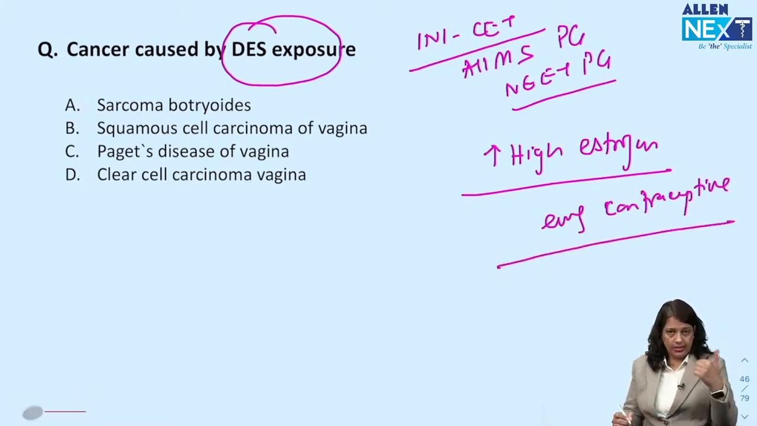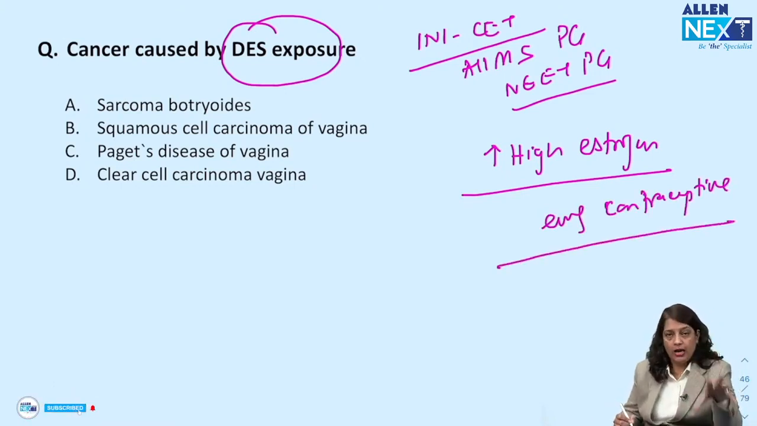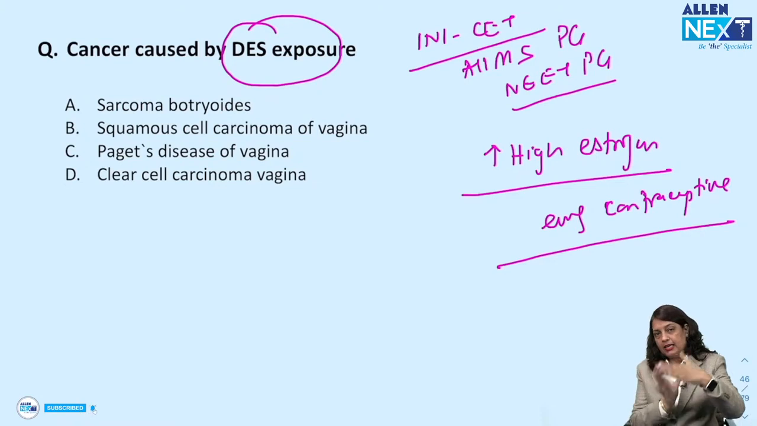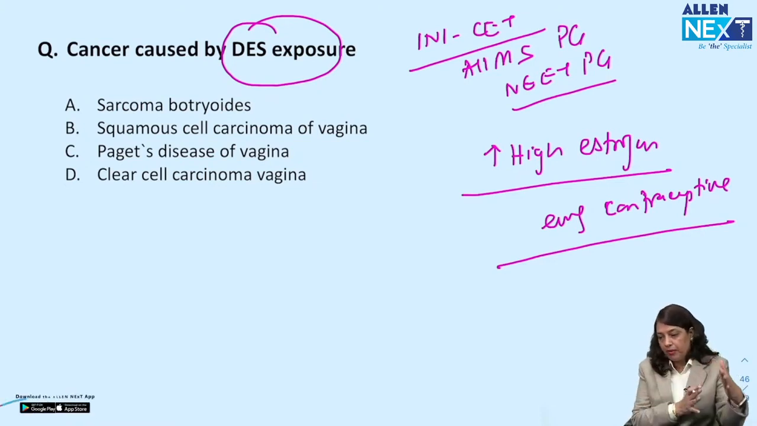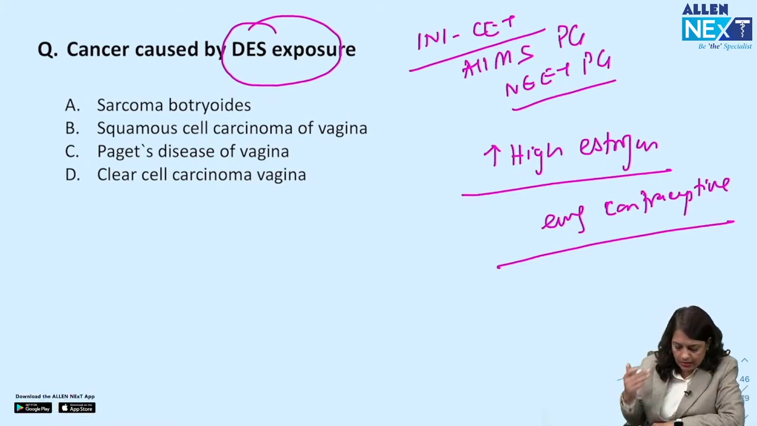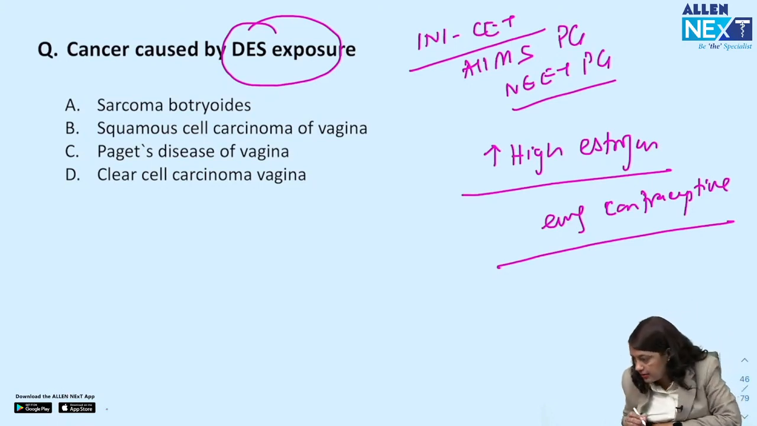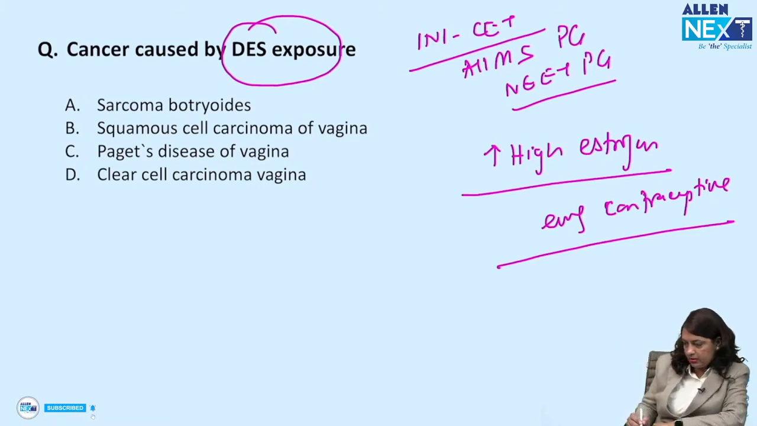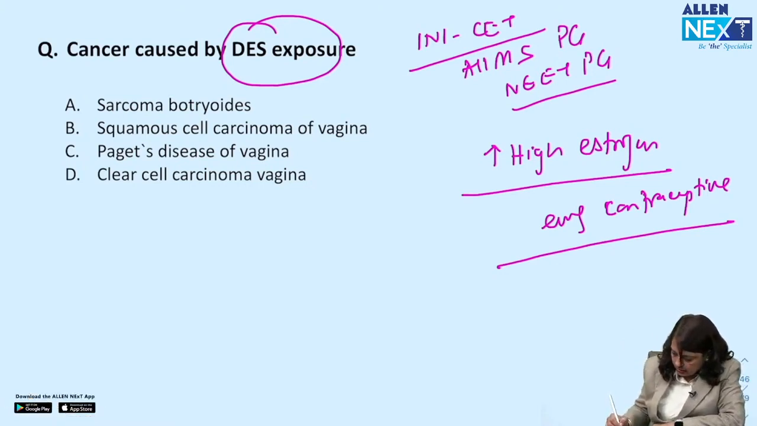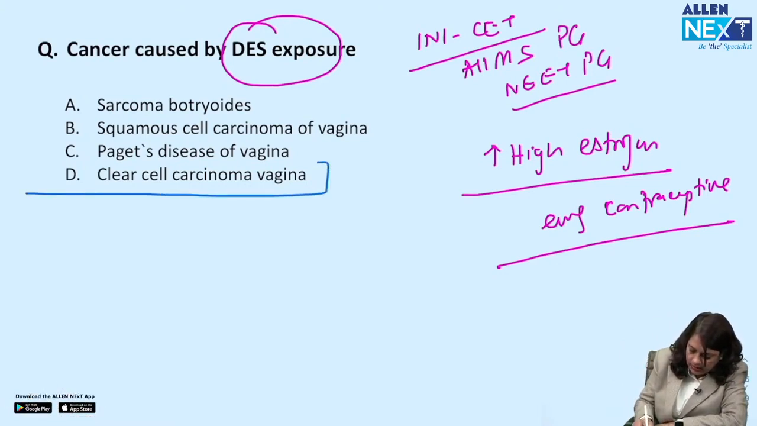If the mother has taken DES, and the child born is a female child, then there can be vaginal problems and cervical problems. If the child born is a boy, then DES exposure can also affect the male fetus as well as the female child. So what is your answer? I can see Dr. Kishore, Dr. Deepak, Dr. Sadhna. The correct answer is clear cell carcinoma of the vagina.